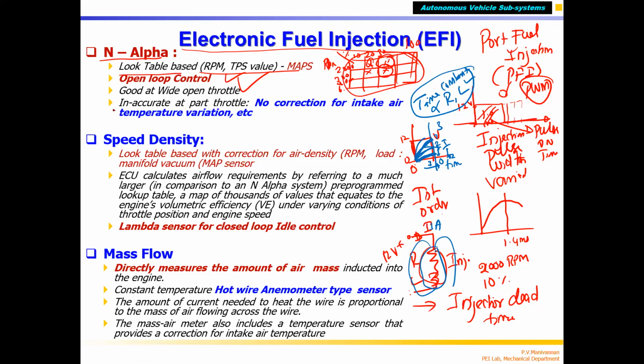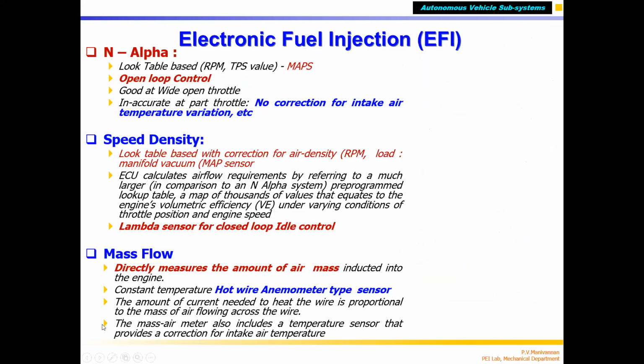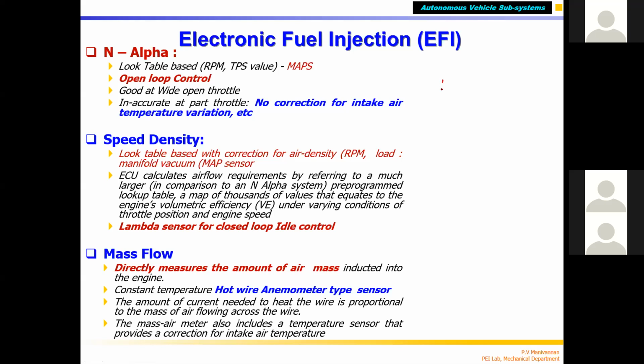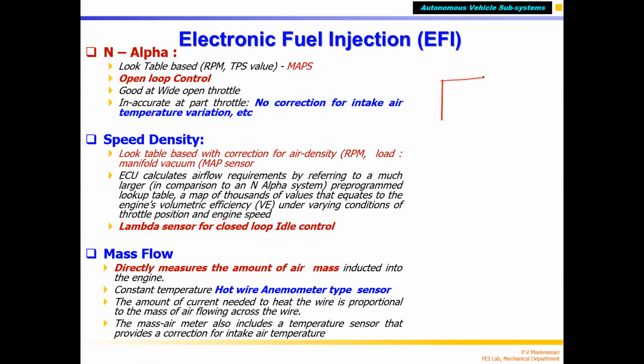So it is inaccurate when there is no correction for intake air temperature rise. I told you, correct? When temperature increases beyond some value, whatever table you create is not accurate. This is called calibration table or fuel map, or lookup table. This is not valid when the surrounding temperature is not the same as the calibration temperature when you made the table, correct? So that means you need to make a different table for different temperatures, correct?